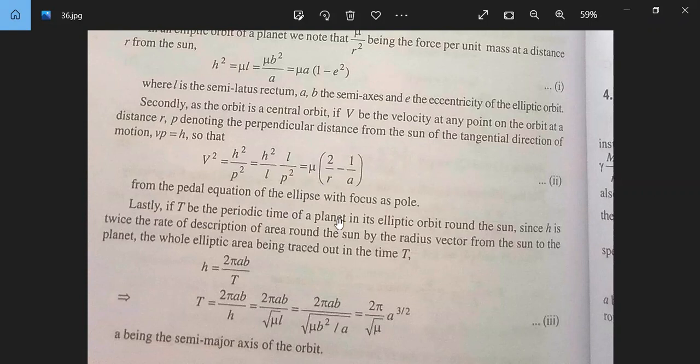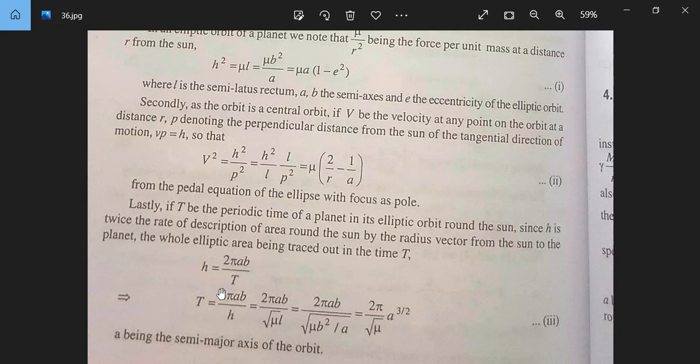Lastly, if capital T be the periodic time of a planet in elliptic orbit around the sun, sun के चारों ओर उसको time T लग रहा है, since h is twice the rate of description of area around the sun by the radius vector from the sun to the planet, the whole elliptic area being traced out in the time T. Total area हम time T में trace कर ले रहे हैं. It means h will be 2 pi ab by capital T. In fact, it is h by 2 is equal to pi ab by capital T.